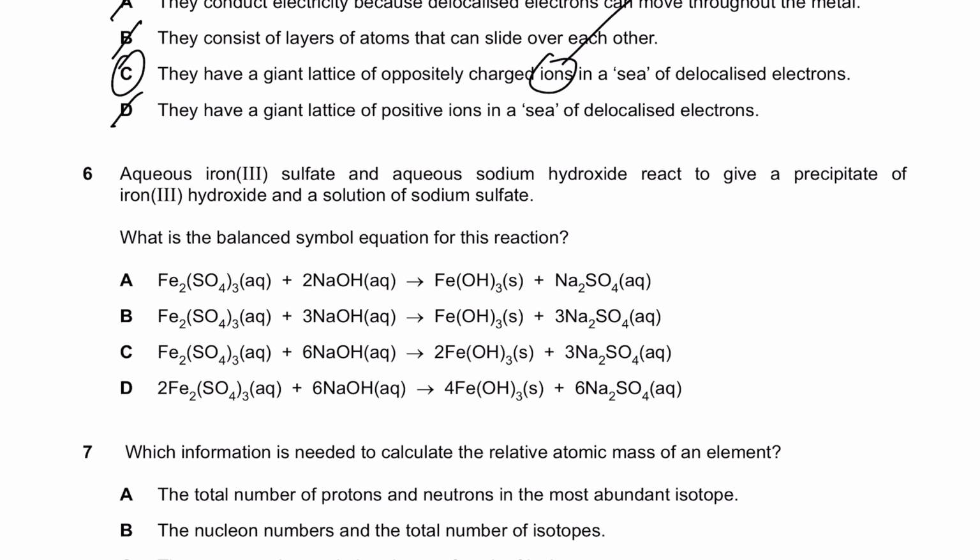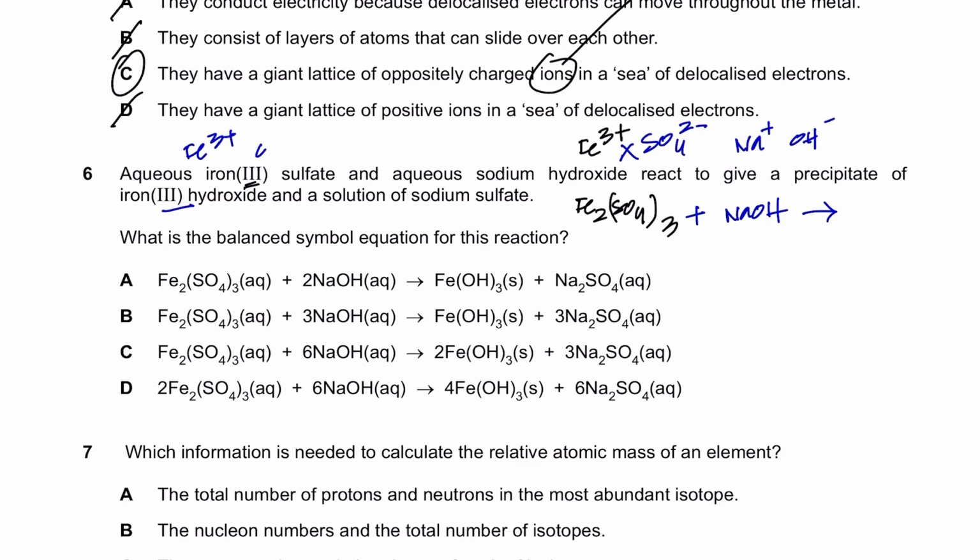Now aqueous iron sulfate, which is Fe2(SO4)3. How do I know that? Iron has an oxidation state of 3, so it's going to form an ion of 3 plus. SO4 is 2 minus, cross multiply, you get Fe2(SO4)3. Sodium hydroxide, Na is plus, OH is minus, cross multiply, you get NaOH. They react together to give iron hydroxide. Iron is again 3 plus, hydroxide is minus, cross multiply, you get Fe(OH)3.